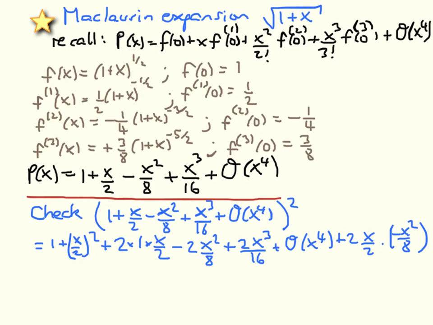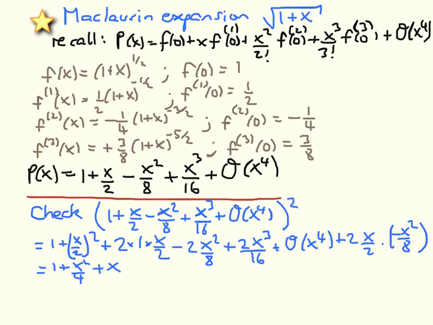We're going to get 1 plus x squared over 4. We're going to get plus x, where the 2 and the 2 on the bottom here cancel, and the 1 plus x is exactly what we want when we square the square root of 1 plus x, so we're very happy about those terms. This term is going to have to cancel. And let's look now at the next term.